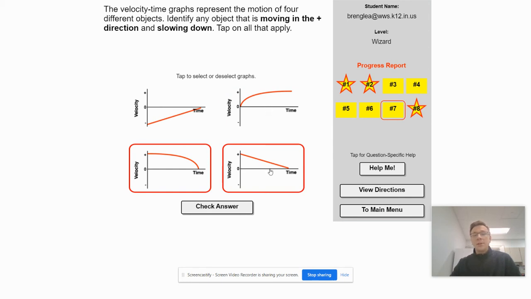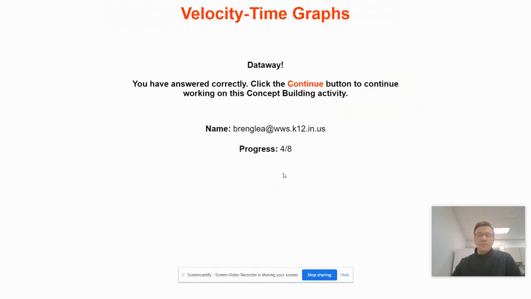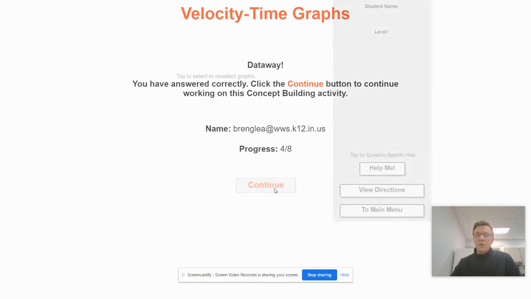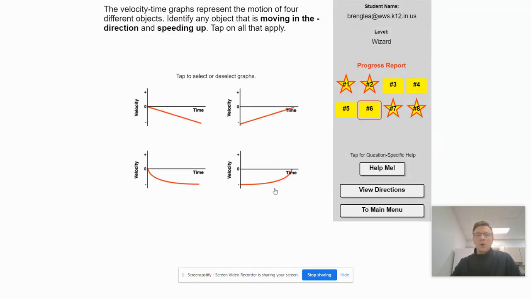The other correct answer would be bottom right, which shows the object starting at a positive velocity, and then it decreases until it hits 0 meters per second along the y-axis here. So those are a little tricky. I'll go ahead and do this one as well, since these are a little bit more tricky here.